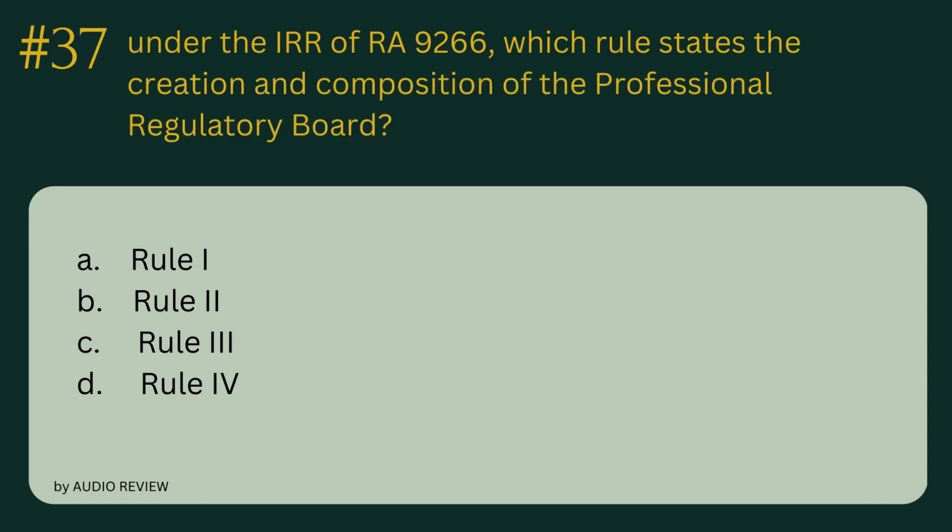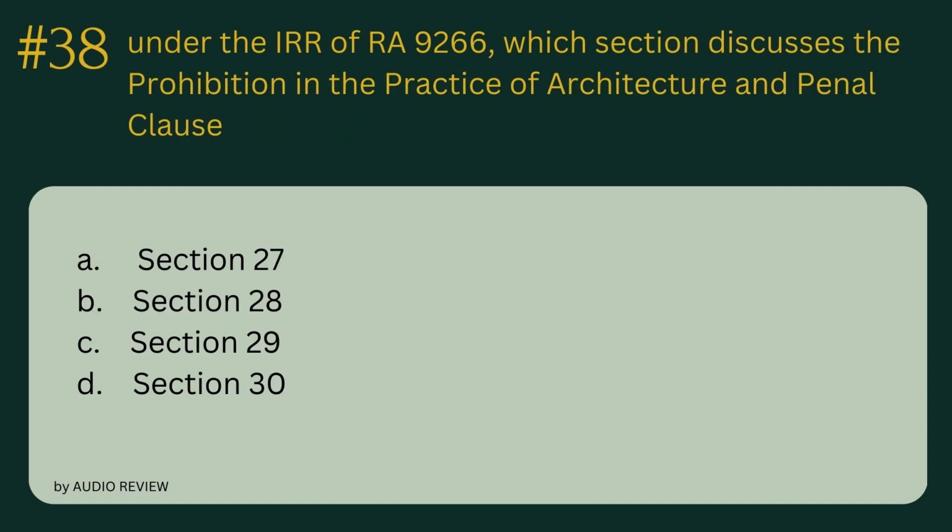Question 37. Under the IRR of RA 9266, which rule states the creation and composition of the Professional Regulatory Board? A. Rule 1. B. Rule 2. C. Rule 3. D. Rule 4. The answer? It's B. Rule 2. Under the IRR of RA 9266, Rule 2 states the creation and composition of the Professional Regulatory Board. Rule 2.